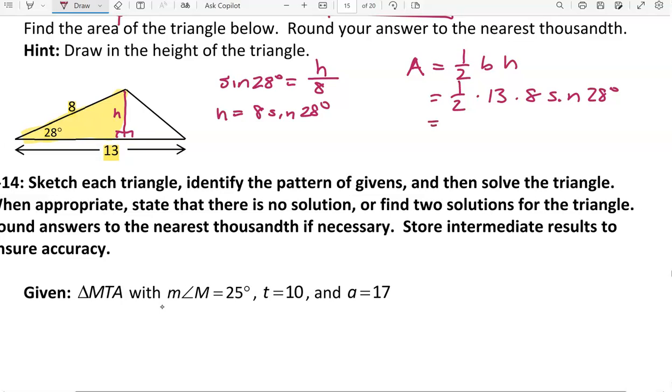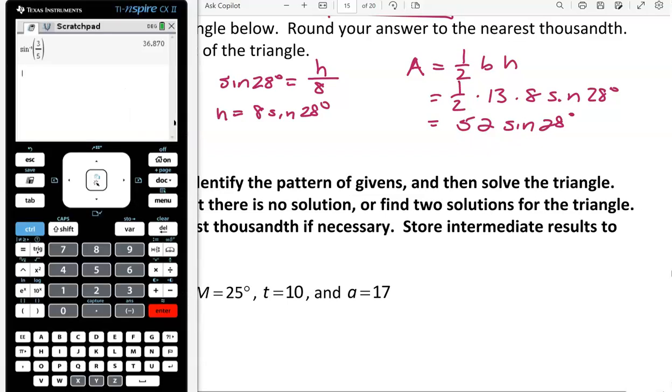1/2 times 8 is 4, times 13 is 52. So in exact form, 52 times the sine of 28 degrees is the area of the triangle. Now we're ready for a calculator. 52 times the sine of 28 degrees is 24.413.